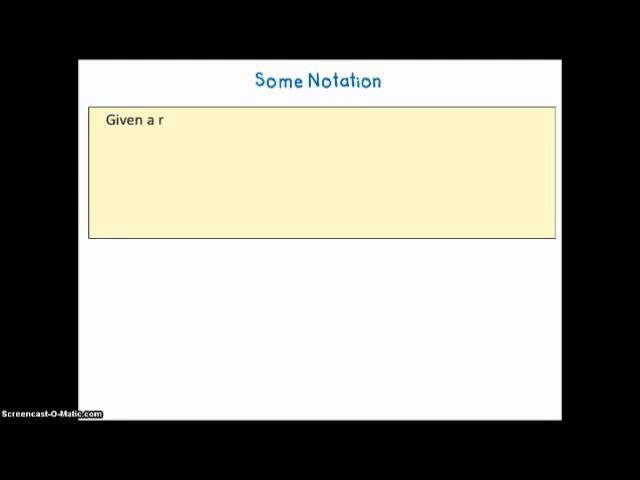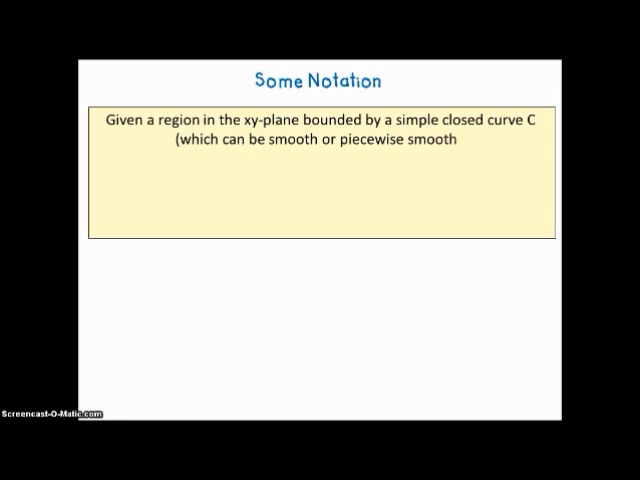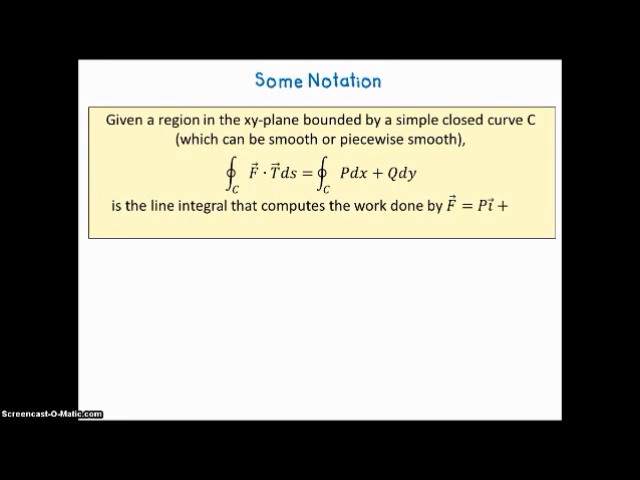Some notation. Given a region in the xy plane, bounded by a simple closed curve C, which can be smooth or piecewise smooth, then the integral of F dot T ds, which equals the integral of P dx plus Q dy, is the line integral that computes the work done by F, which equals Pi plus Qj, in moving a particle along the curve C in the counterclockwise direction. That's what the little circle means on the line integral. If you see a little circle on the line integral, that means that you are moving along the curve in the counterclockwise direction.